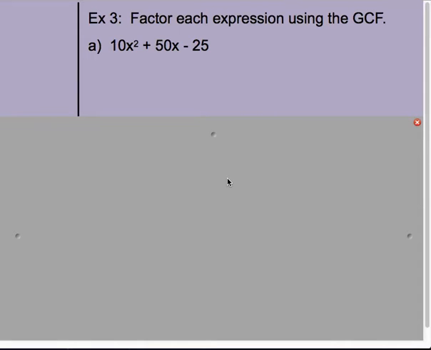All right, so we looked at factoring 2 terms in the last video. Now we're going to take a look at factoring 3 terms. So again, find the GCF of all 3 numbers. 10 goes into 50, but does not go into 25, so I'm thinking the GCF of those is 5.